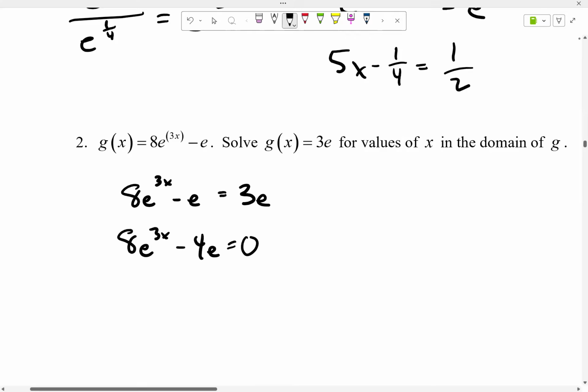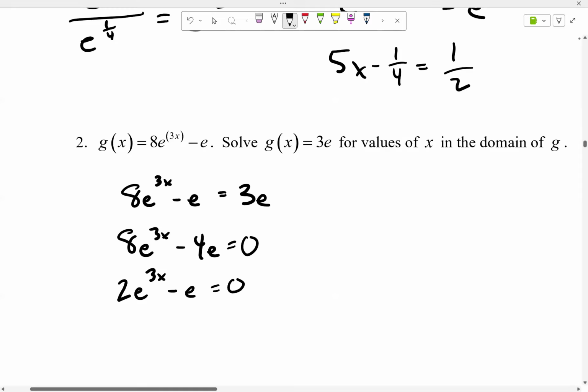What should I do now? How about we get rid of the 4? Let's divide by 4. That's not a bad idea. Simplify things at least. But now what? The whole point of setting equal to 0 is so we can use ZPP, which means next step would be to factor. ZPP, zero product property.